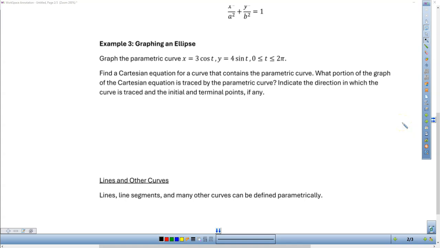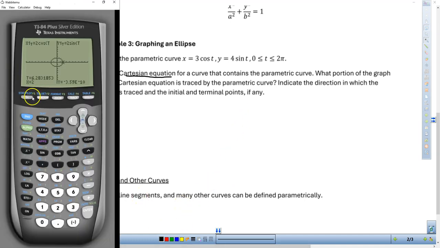So here we are graphing x equals 3 cosine t, y equals 4 sine t, from 0 less than or equal to t, less than or equal to 2 pi. And again, finding that Cartesian equation, and we want to know what portion of the graph of the Cartesian equation is traced by the parametric curve, and we can also indicate the direction and the initial and terminal points, if any. So first thing we're going to do before we worry about anything else is grab our calculator.